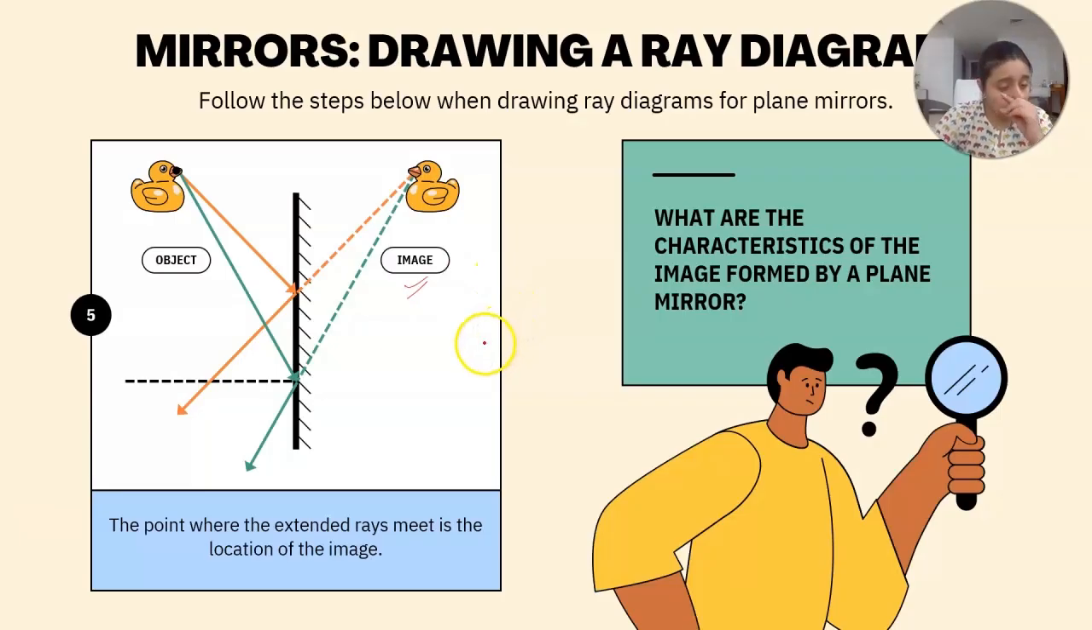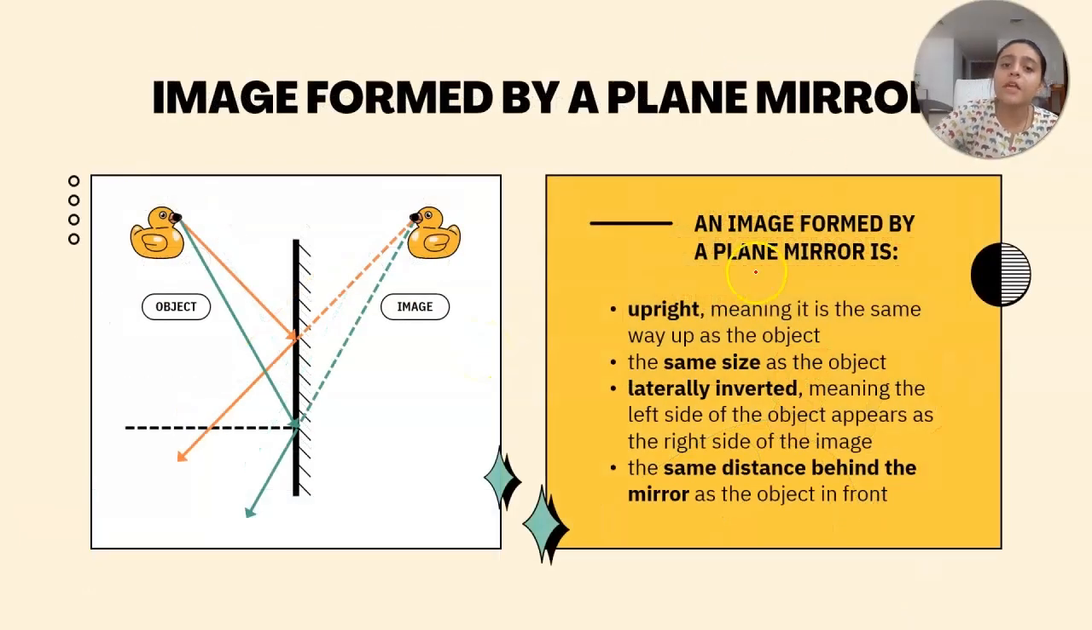So now the question comes, what are the characteristics of the image formed by the plane mirror? This is important. The image formed by the plane mirror is going to be upright. Upright means in the same way up as the object is. You can see, same height. Then the same size, same distance, the same size as the object.